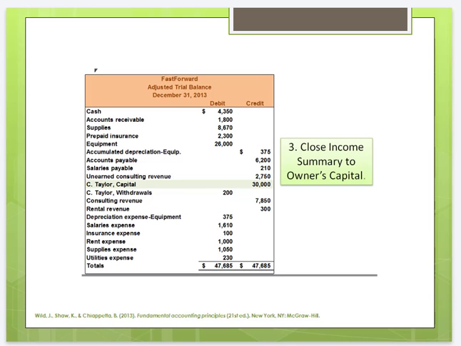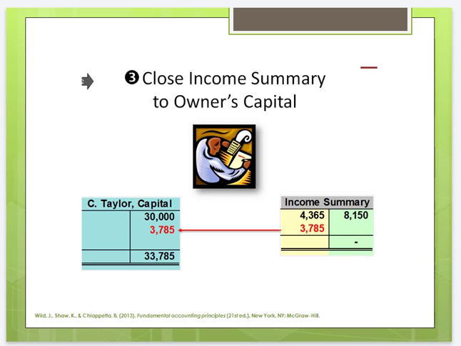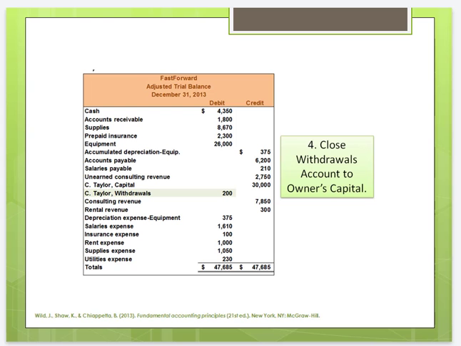Next, we are going to close that income summary balance to owner's capital. We will debit the income summary for the total balance, and we will credit owner's capital. Here we see the impact. The income summary account has now been zeroed out. That credit now goes to the owner's capital account, so we can see that the net income has actually increased the owner's capital balance. Finally, we're going to close the withdrawal account.